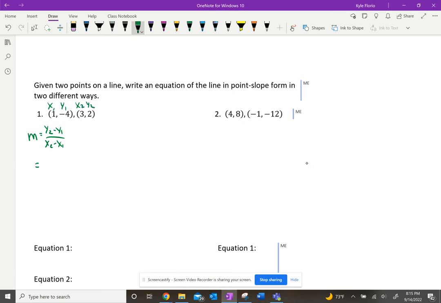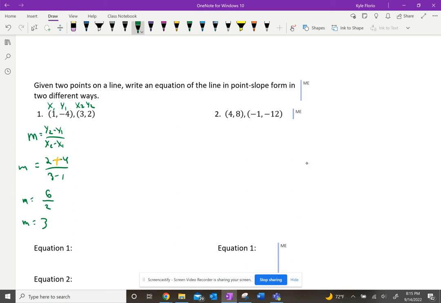We just got to do some subtraction here. So y2 minus y1 is going to be 2 minus negative 4. And x2 minus x1 is going to be 3 minus 1. So we have a double negative here. So 2 minus negative 4 is the same thing as 2 plus 4, also known as 6. And 3 minus 1 is 2. And 6 divided by 2 comes out to a nice number. That's just 3.